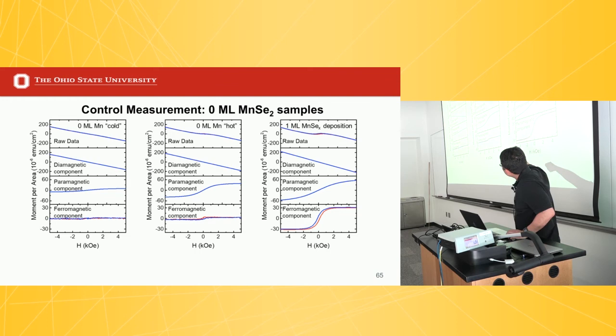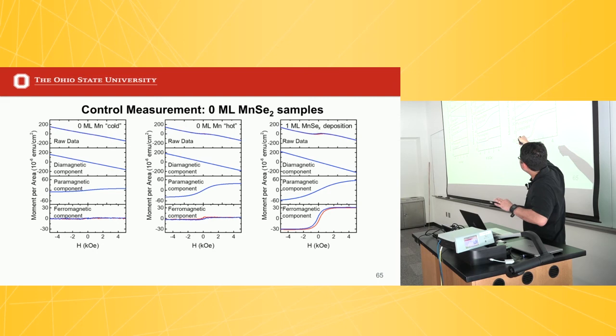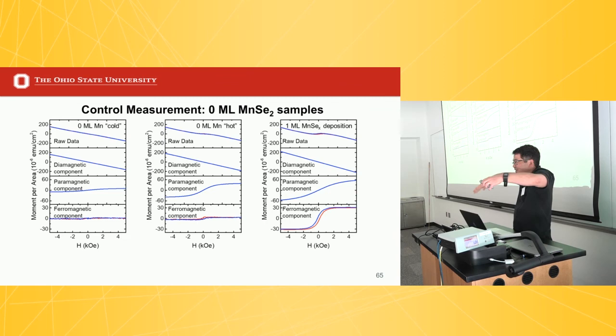And cold means that the effusion cell, we cool it down, so it's not at deposition temperatures. And hot is where we have the manganese that's hot. One thing we've learned is that if the effusion cell is hot, there's some background of manganese in the chamber. We just know this from studies on other materials.